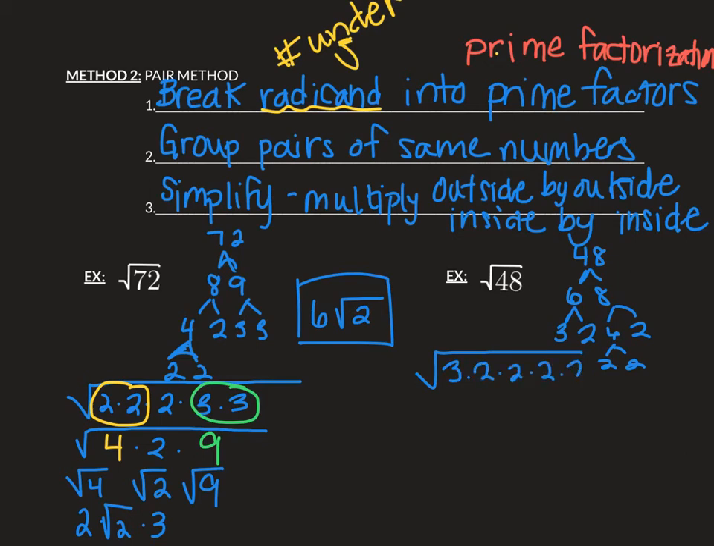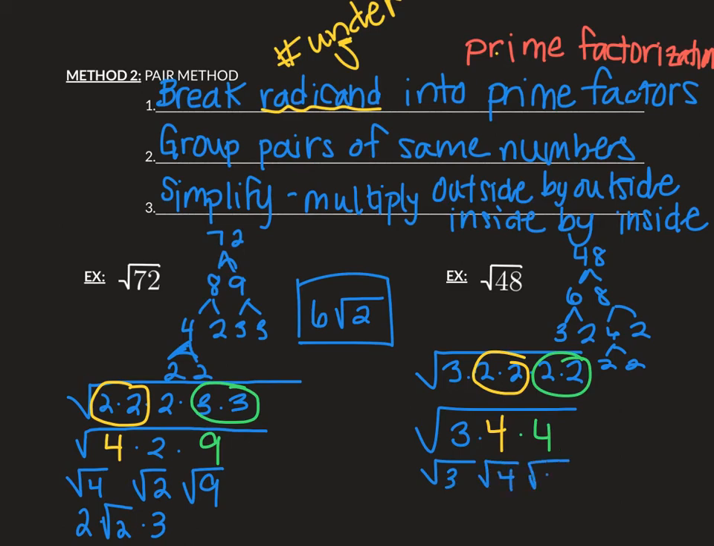Let's make sure we got that. 3 times 2 times 2 times 2 times 2. So I should have 4 2's and 1 3. Okay, so if I rewrite those 2 times 2 as 4, so I have root 3 times 4 times 4. Using the product property, I can say root 3 times root 4 times root 4, and we know the square root of 4 is 2, so root 3 times 2 times 2, normal numbers. Now we typically write normal numbers in front, so we would do 4 root 3.